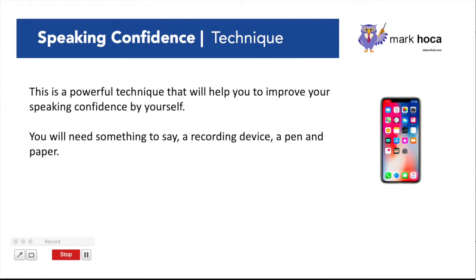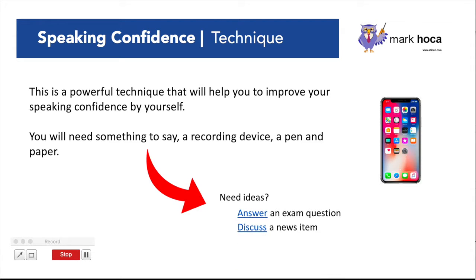So all you need is something to say. You need a pen and paper and something to record your voice with. This is really important. So what if you don't know what to say or what to practice saying? If you don't have any ideas, you can try one of these three things just as a suggestion. You can talk about some part of your life. You can discuss a news story that you've seen on the internet or on television. Or if you're preparing for an exam, of course, you can practice with those.